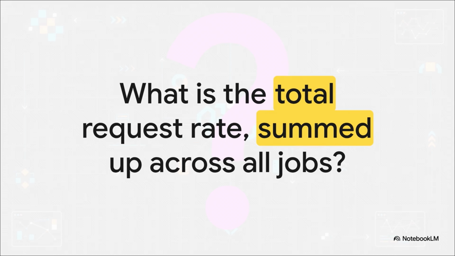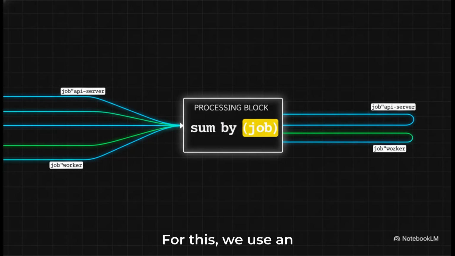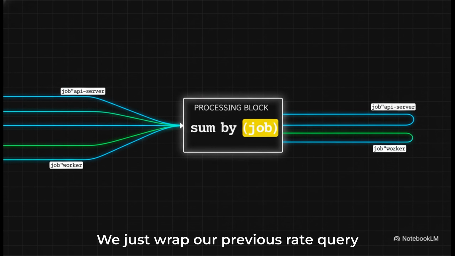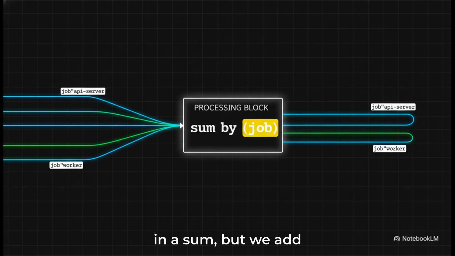Okay, one more. That's cool for one job, but what if we want to see the request rate for each of our jobs all on the same graph? For this, we use an aggregation operator. We just wrap our previous rate query in a sum, but we add this little clause, by job. This is us telling Prometheus, hey, I want you to sum everything up, but I want you to keep the job label so I can see a separate result for each one. This is that dimensional model in action, and it's what makes querying so flexible.